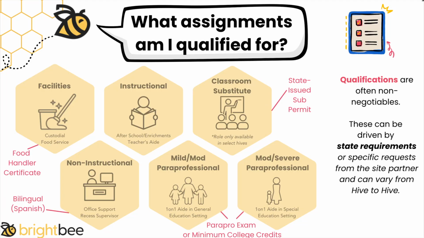In some roles, you'll see that a food service role requires a food handler certificate, where in some states it might not. Depending on the demographics of the school, some office support roles require being fluent in Spanish and bilingual. In many states, a paraprofessional role requires a minimum number of college credits or a passing score on a parapro exam. These are state-specific, and you can find out more when you get into the BrightBee app.